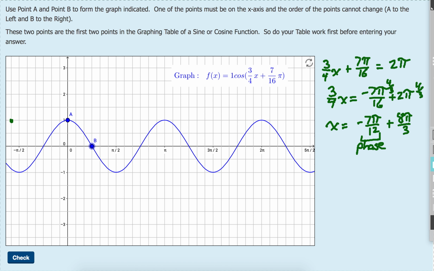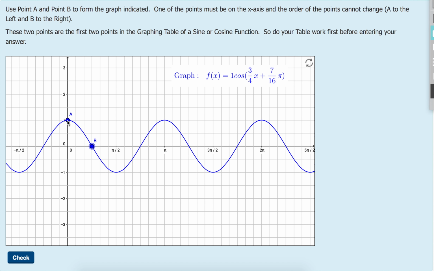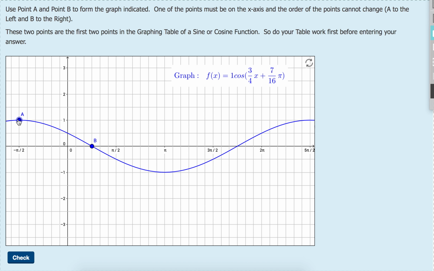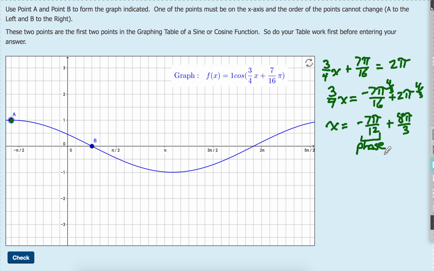So let me hide this for a second. I want to move A where it needs to go. It still has to stay 1 high, but I need it to go -7 pi over 12 to the left. So the negative is telling me to go to the left. Let's bring back my work. The period is 8 pi over 3, so this is the whole period. All I need, though, is from high to middle, which is 1/4 of our graph.